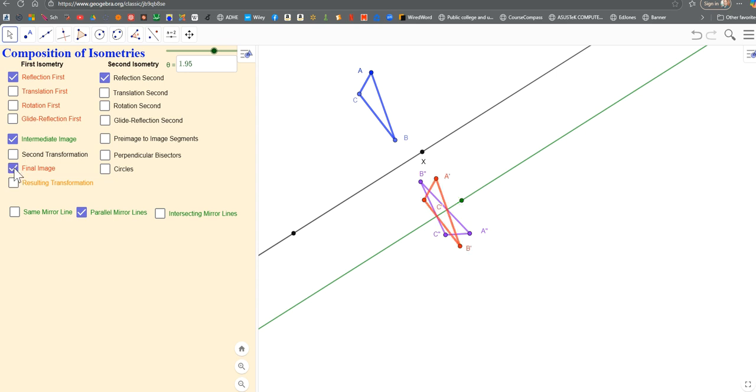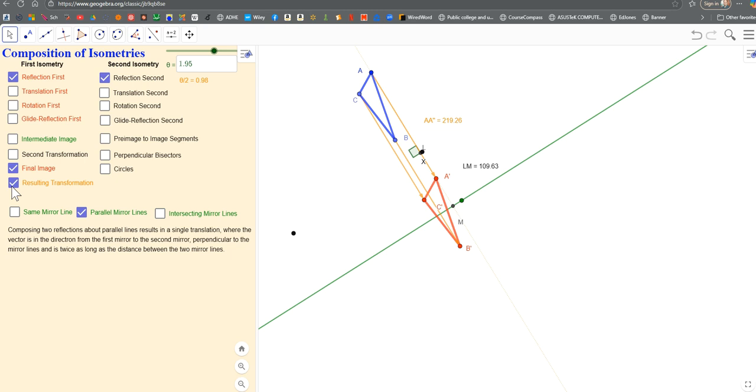then when you look at the final image, the intermediate image is going to be reflected over that line. So the question is, what is the relationship between the original pre-image and the final image here? Well, we've seen this before, but hopefully you can see it now, that's just going to be a translation. In particular, the vector for the translation is perpendicular to both of the original mirror lines, it goes in the direction from the first mirror line to the second one, and the length of it is twice the distance between the two lines.